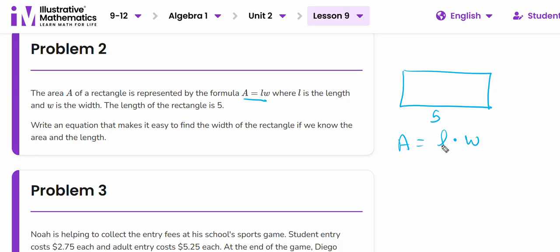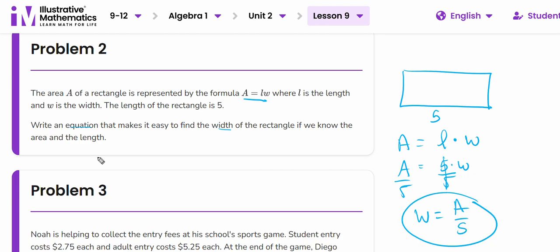I always draw my L's like that so we don't get them mixed up with 1. We know that the length of the rectangle is 5. So I'm going to say A is equal to 5 times W. And I want to know what is the formula or an equation that makes it easier to find the width. So I want to solve for the width, which means I want to get the width by itself. These cross out. I'm going to put the W on this side, and I get the area divided by 5. So if I know the area and the length, which in this case is 5, this would be my formula.